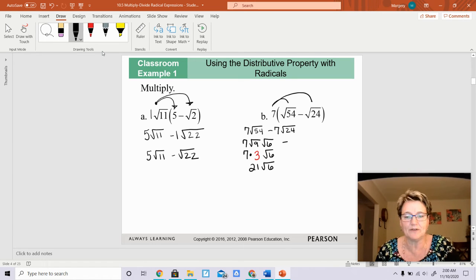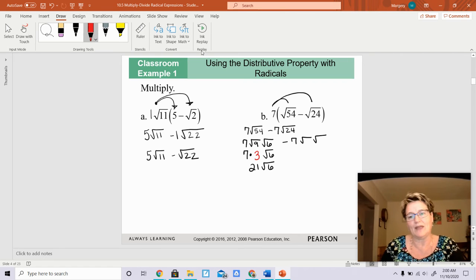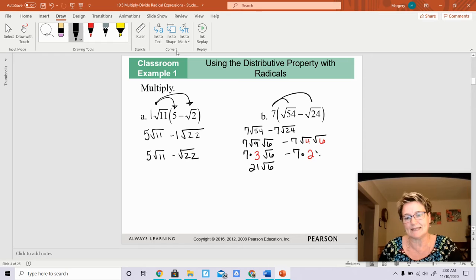I need to find a perfect square times something that gives you 24. I know that 4 times 6 is 24. So I have negative 7 times the square root of 4, which is 2. I cannot square root 6. That is just under the radical. There's nothing for me to do with that. Now, what's on the outside of the radical, though, I can multiply together. Negative 7 times 2 is negative 14, and I cannot touch the square root of 6.